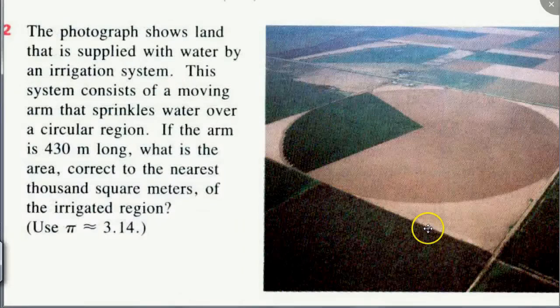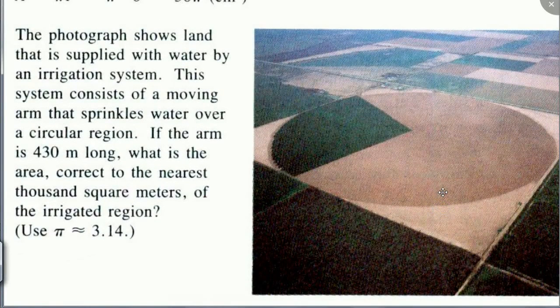All right, okay, let's look at the last one now. Here we go. It's pretty straightforward. This one also. Okay, this time though, it's a little bit different. Brandon, can you read this for us? Photograph shows land that is supplied with water by the irrigation system. The system consists of a moving arm that sprinkles water over the surface of the region. If the arm is 400 meters long, what is the area, correct to the nearest thousand square meters, of the irrigation region?